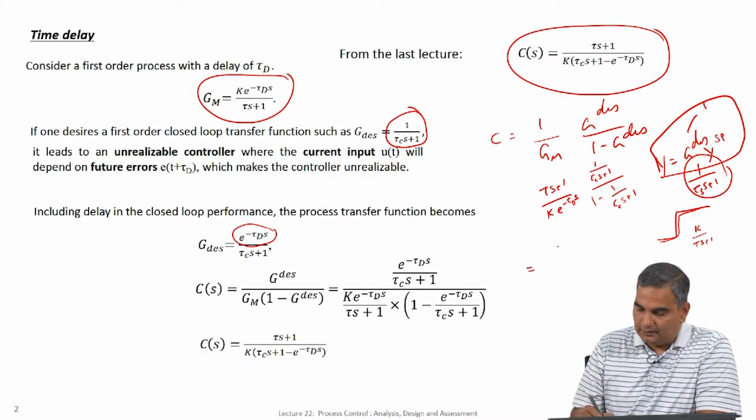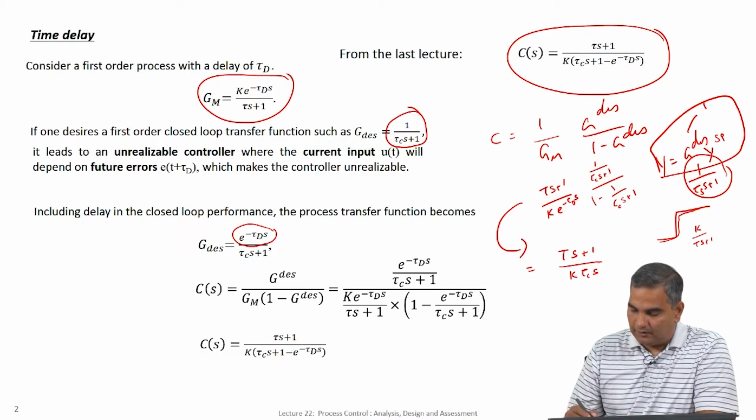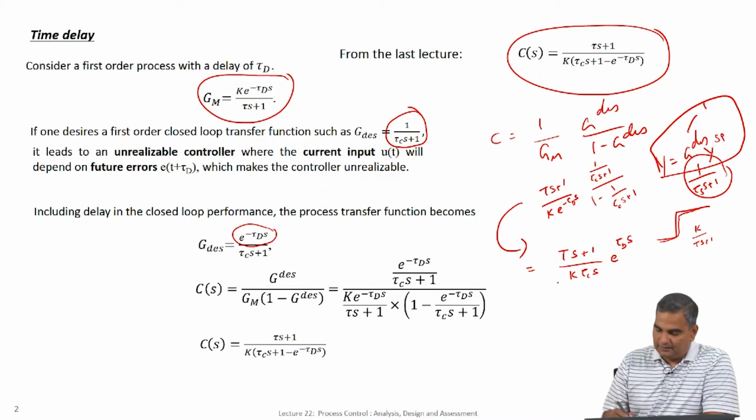So this will lead to (tau s plus 1) divided by k tau c s. And then this is what I am deriving, e power minus tau d s will become e power tau d s. Okay. Now it is very easy. So whenever you get this form, you notice that this is the PI form, and we will see this again and again.